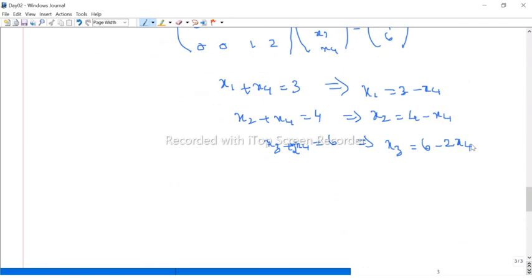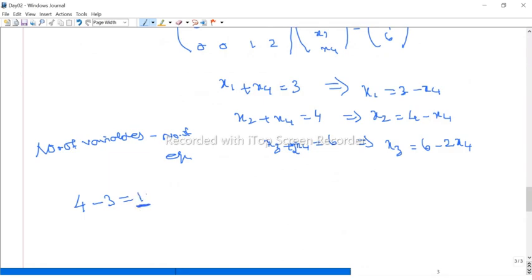There is no other condition on x4. Therefore, x4 is the free variable. So how to find the free variables? The number of free variables is nothing but the number of variables or unknowns in the given equations minus the number of equations. Here there are 4 variables, x1, x2, x3, x4, and the number of equations is 3. Therefore, 4 minus 3 is 1. So we have to take one variable as a free variable.